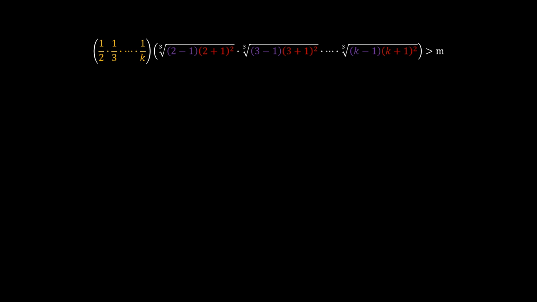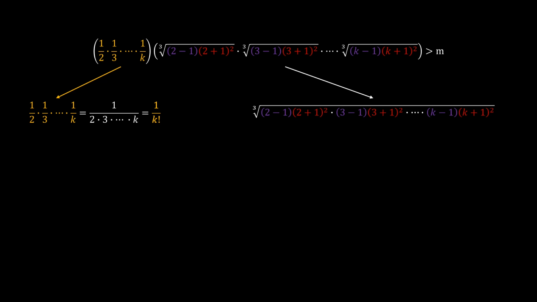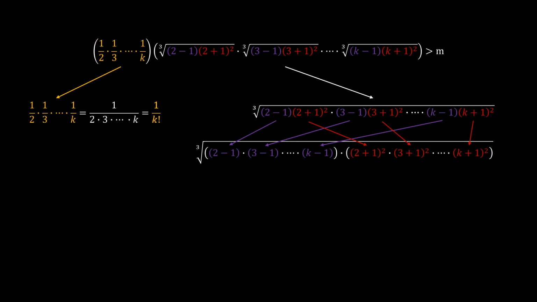The yellow part can be put under one fraction, which leaves us with 1 over k factorial, because this is just multiplying all the numbers from 1, you can leave out 1 because it doesn't change anything, up to k. Next we can also put the cube roots under one big root, like this, and we group squared terms into one bracket and the other terms into another bracket, as you can see here. Now let's first focus on the purple part again, which is just 1 times 2 times and so on up to k minus 1, so this is just k minus 1 factorial.